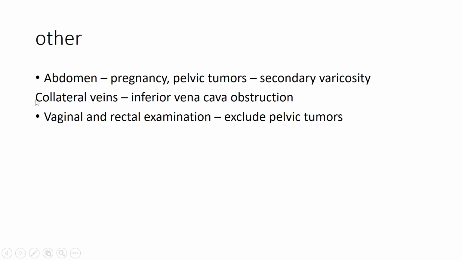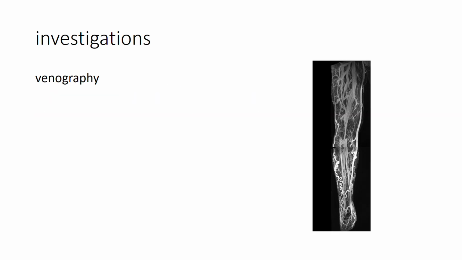Okay, so collateral veins are seen, and this also gives a suggestion of the pelvic tumor or some kind of obstruction. Next is a vaginal and rectal examination, again to rule out pelvic tumors. So these are additional examinations that can be done to rule out any kind of mass.